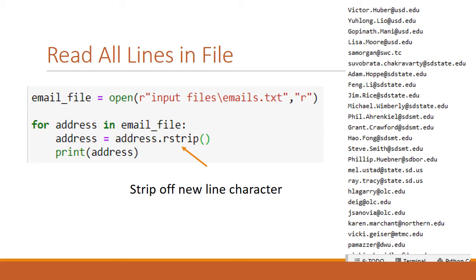So in this segment of code, we open our email file. Then for each line in our email file, we take that line, which is address, and we strip off the right special characters and assign it to address, and then we print address. So notice in our output that there are no longer any blank lines.